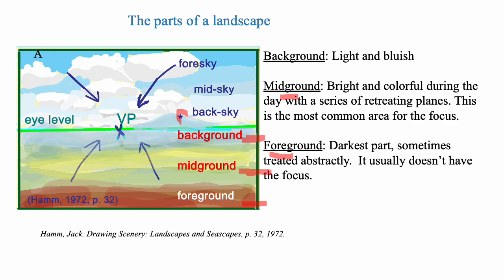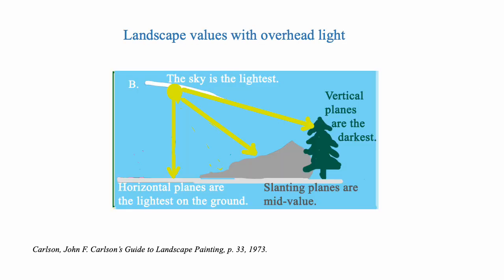Now, if a focus is put in the background, then the foreground and midground would contain the eye path going to the focus. You could have a high horizon, which is mainly composed then of midground and foreground, or you could have a low horizon with little midground where the focus is in the sky. And the sky is also divided into a foresky, a mid-sky, and a back sky. The sky is usually the lightest part of a landscape because it emits light, whereas the land reflects light.